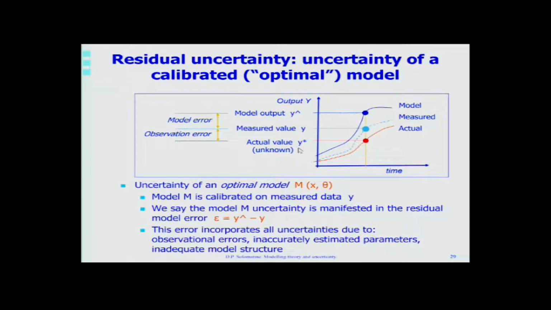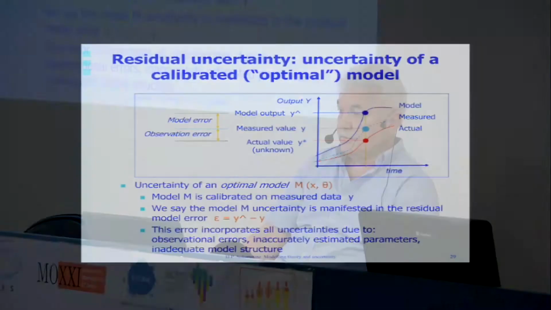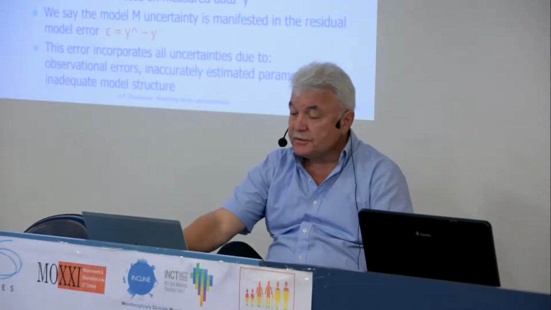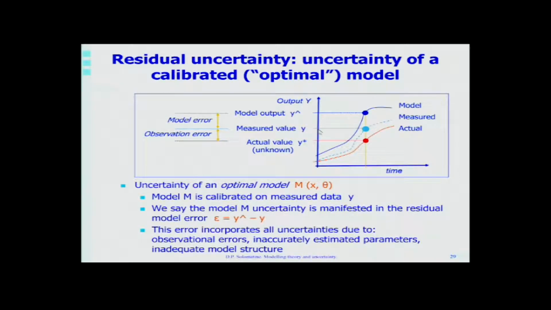Y star is the actual value. But it's not known. It's a flow. We don't know what the actual flow is. So you can assess it by measurement, then it will be this value, Y. There is already an error, but you don't know how big this error is because you don't know the actual value. And then there is the model output Y caret, which introduces also error. So please be aware of these three values that you have to have in mind. This is called observation error, and this is called model error.